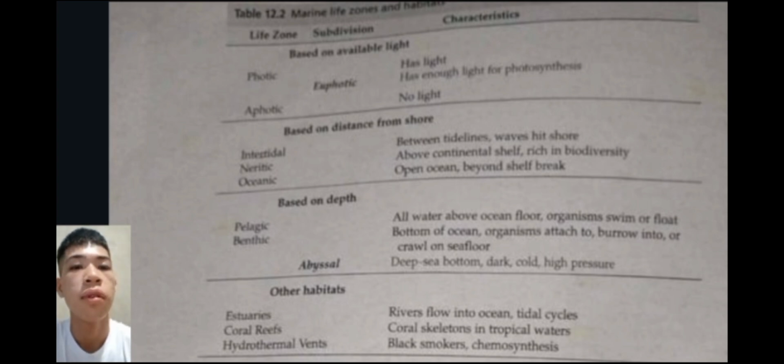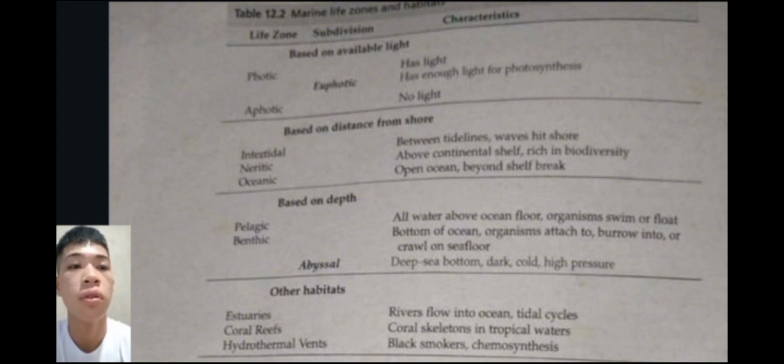Based on that, pelagic and benthic, which I'm also gonna discuss later. Pelagic is all water above the ocean floor, where organisms swim or float, and benthic is the bottom of the ocean, where organisms are attached.